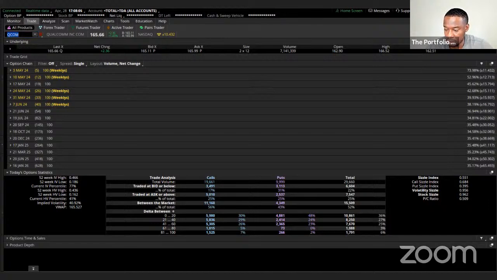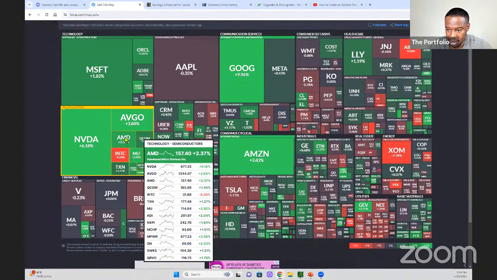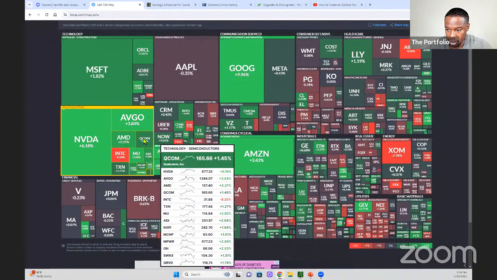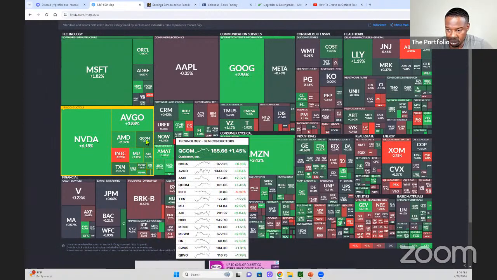Yep. So I'm going to reshare. Let's see, I want to show you this just so you can see. I'm going to share this screen with you. All right. So we're in the same sector right here. You see the sector right here? We're in the semiconductor sector. So if you look at QCOM and NVDA, we're just comparing these two.